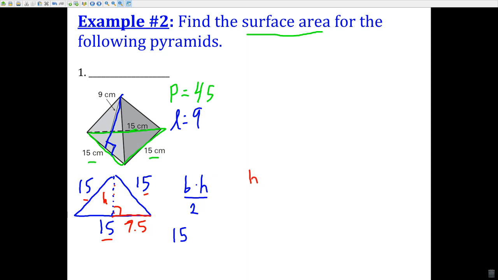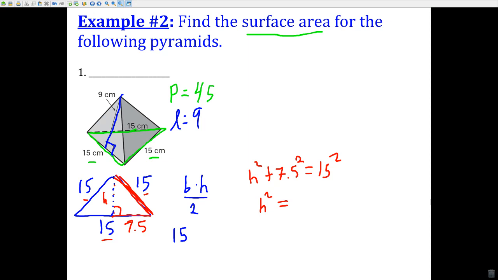So we have h squared, or you can do a squared, that's fine, plus 7.5 squared. a squared plus b squared equals c squared, right? C squared is that hypotenuse, right? C goes on this side, so 15 squared. Whew. All right, let's do it. Subtract both sides by each other: 7.5 squared, subtract that from the 15 squared. Let's see what you get.